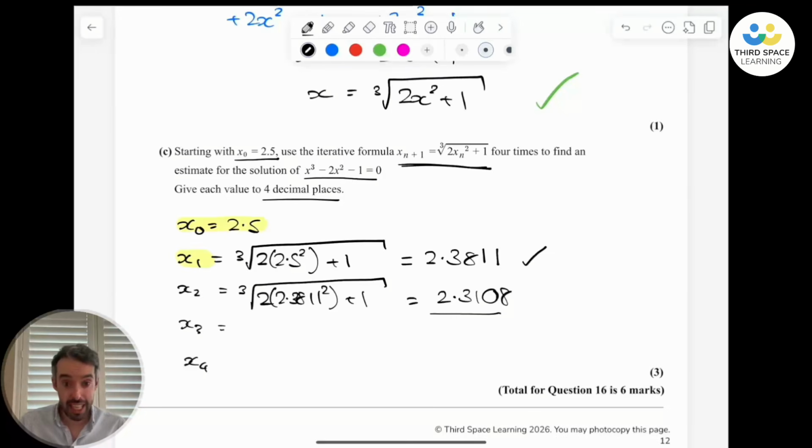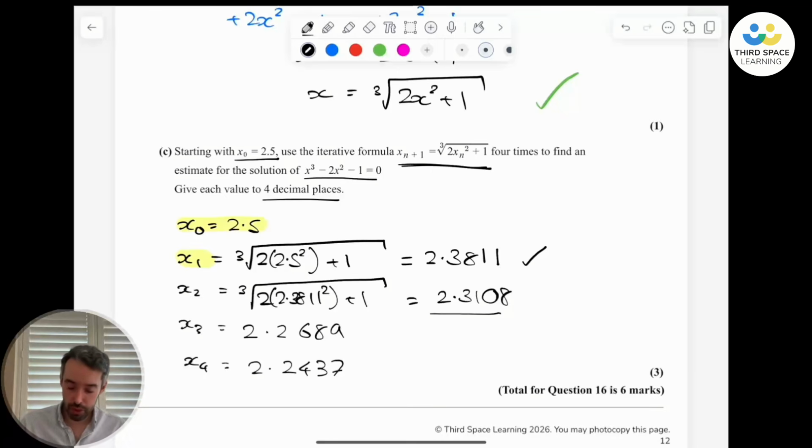If we press it again, it's going to use that answer and plug it back into the formula and give me 2.2689. And if I press it a 4th time, I'm going to get 2.2437. How great is that? So it's going to save me a lot of faff and a lot of potential for messing up here.